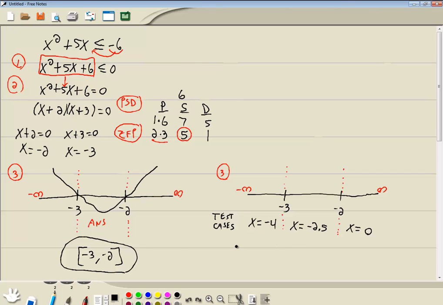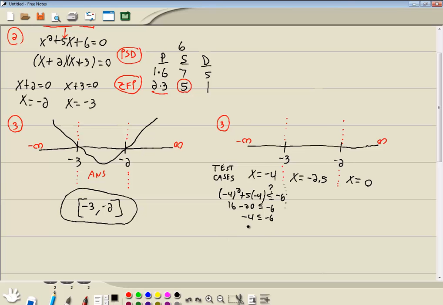So if I were to put negative 4 back in right here, didn't leave enough room, but we got negative 4 squared plus 5 times negative 4 is less than or equal to negative 6, and this is a question mark. We're wondering if it's less than or equal to negative 6. Negative 4 squared is 16. 5 times negative 4 is negative 20. So we get negative 4 is less than or equal to negative 6. That's false. Negative 4 is not less than. So this is not part of our answer.